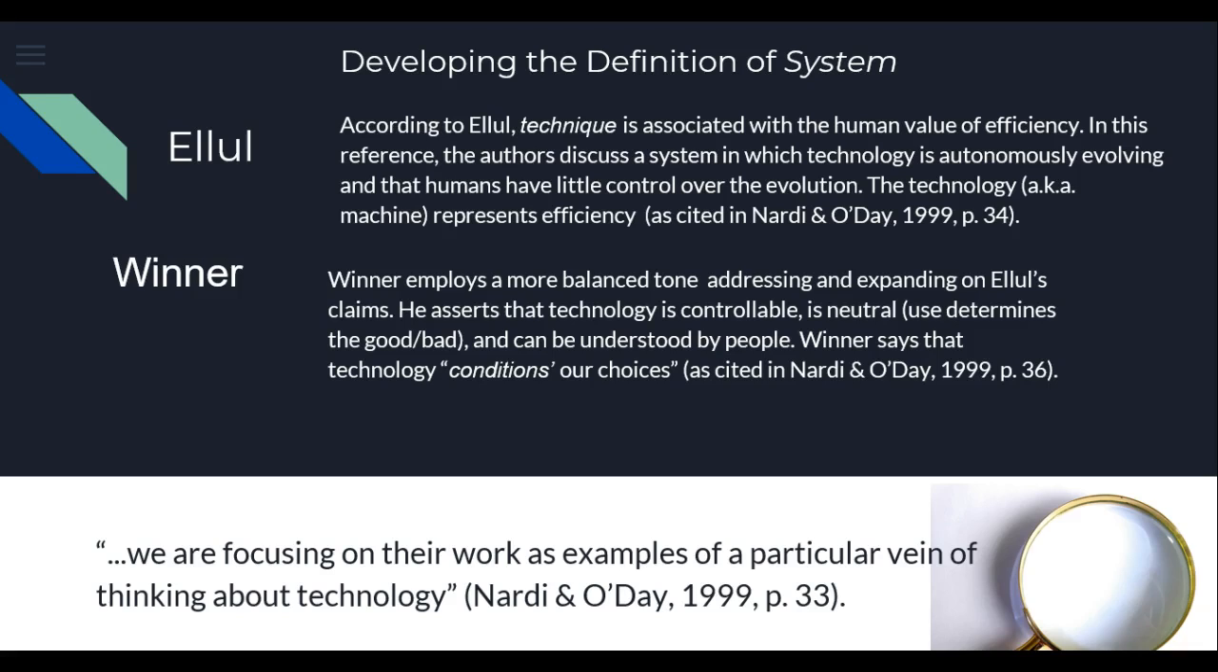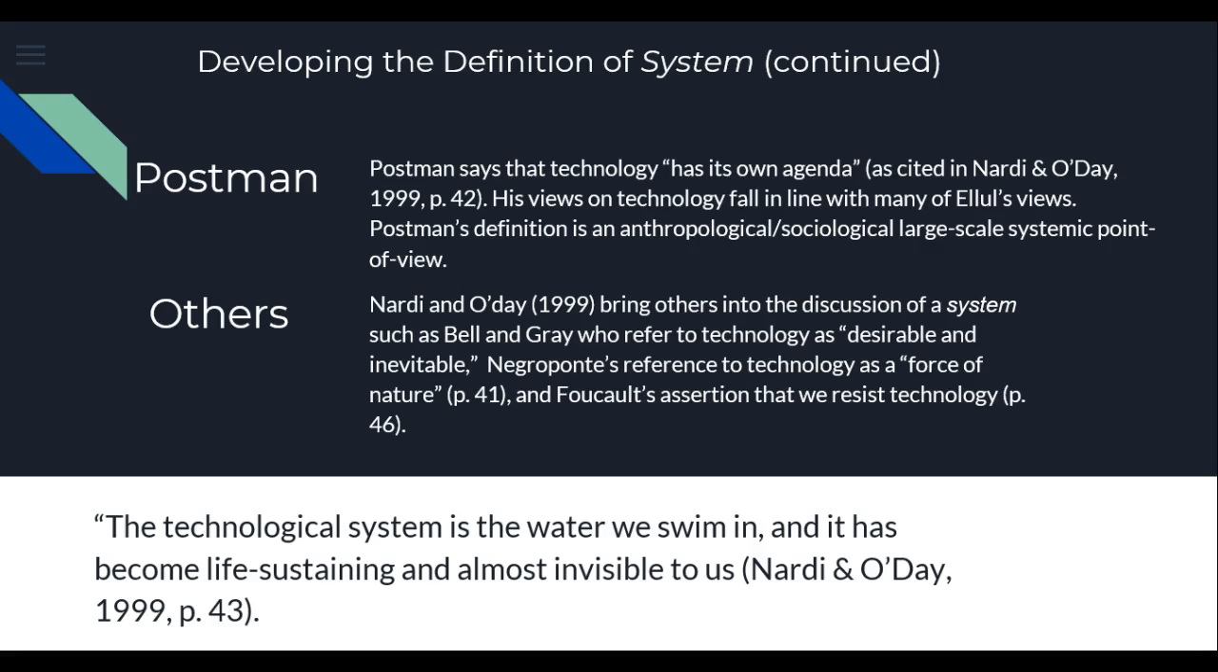Winner employs a little bit more balanced tone. He addresses the expansion on Ellul's claims. He asserts that technology is controllable and neutral, like the user determines the good or bad use of that technology, and it can be understood by people. One of the quotes that Nardi and O'Day plug in here is that we're focusing on their work as examples of a particular vein of thinking about technology. So they used all of these people to help develop that system definition, and they do well with that.